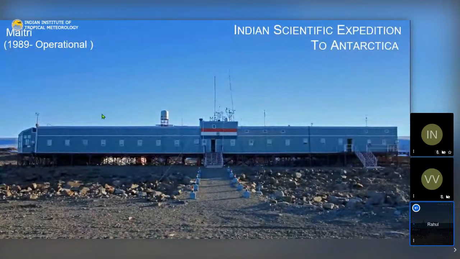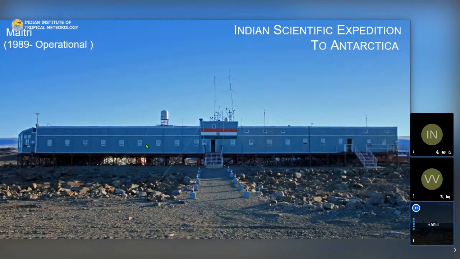When this was going down, Maitri was being quickly thought about, and it was constructed in two years' time. And this is a station which is still operational, and this has been the mainstay of Indian Antarctic science. So in the 9th expedition, Dr. Rasik Ravindra was the first leader who became also the station commander.